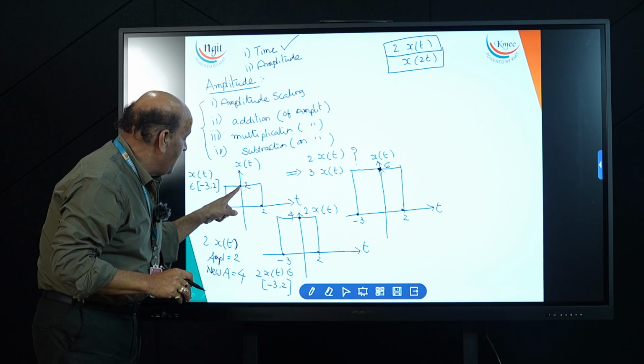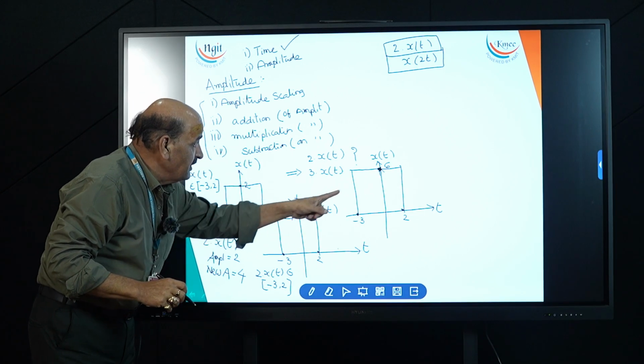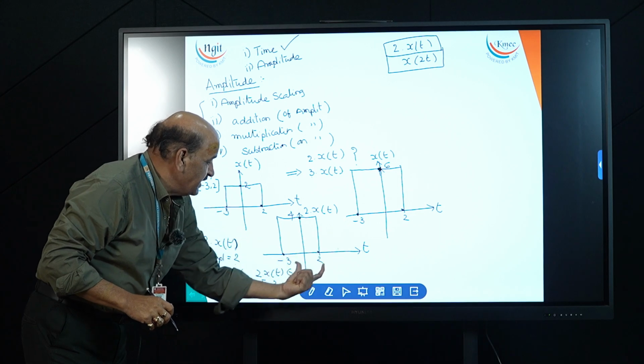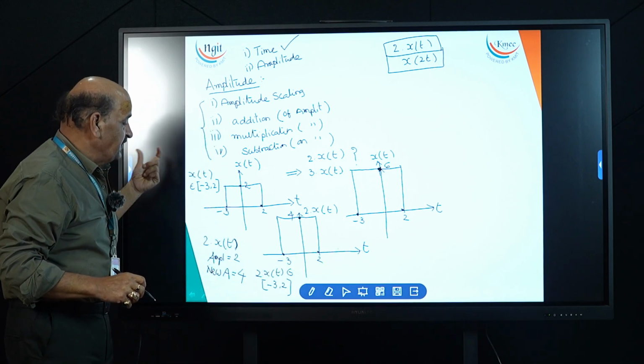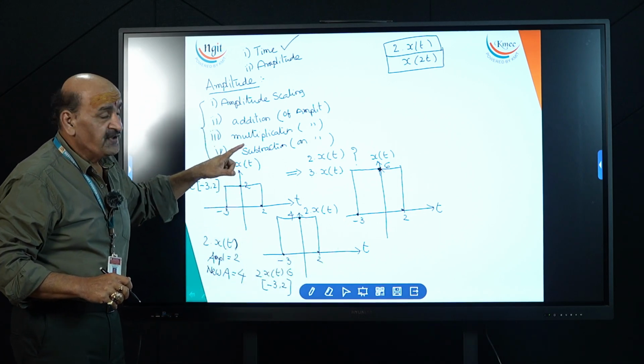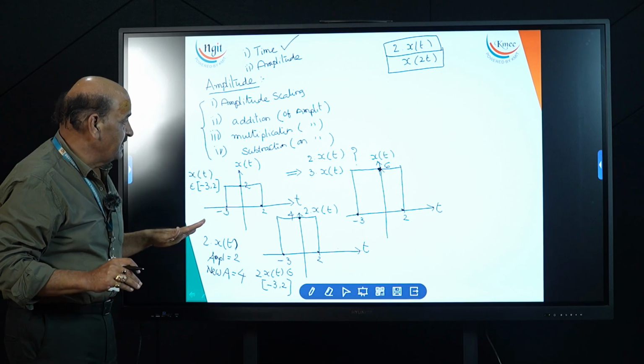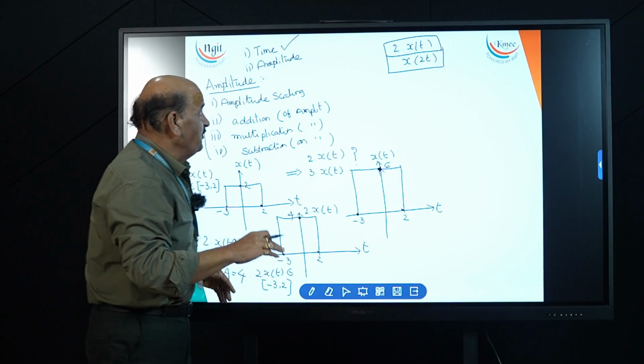In the previous case, the amplitude is 2. Here it is 4. It is 6. There is no change in the width. So this is a very important concept. Students have to make a note of it. Okay? I think it is clearly understood. Now come to this point.